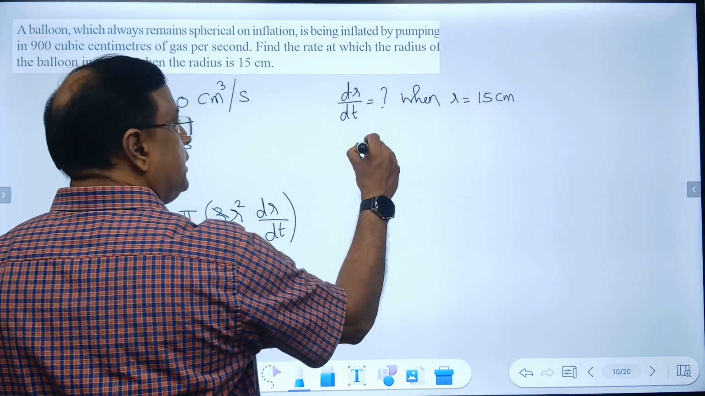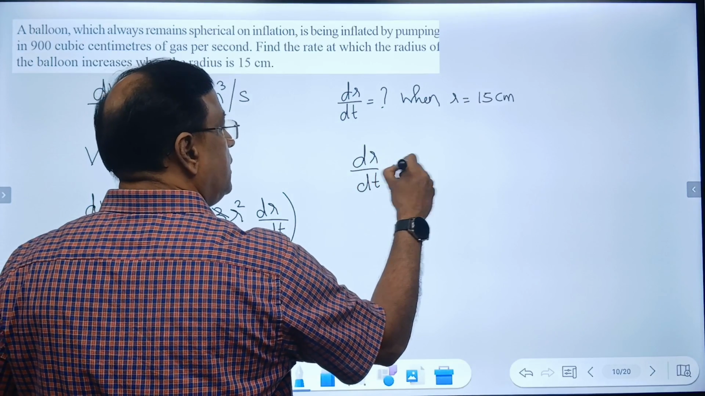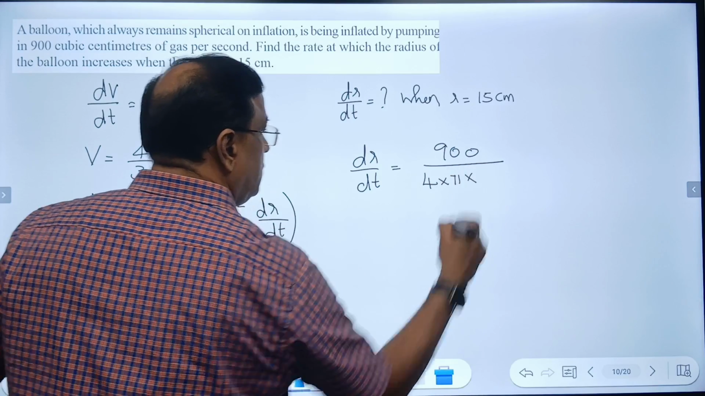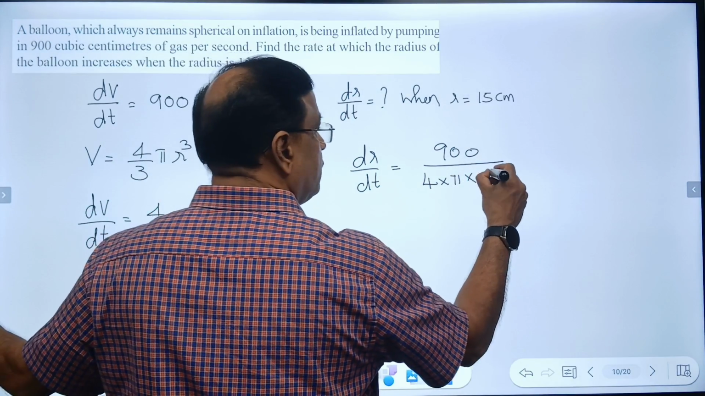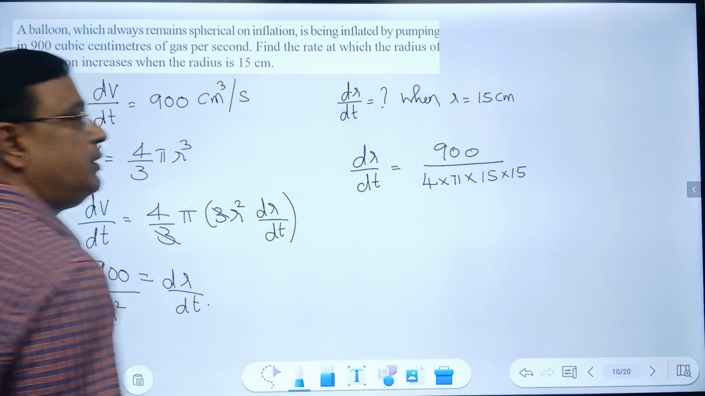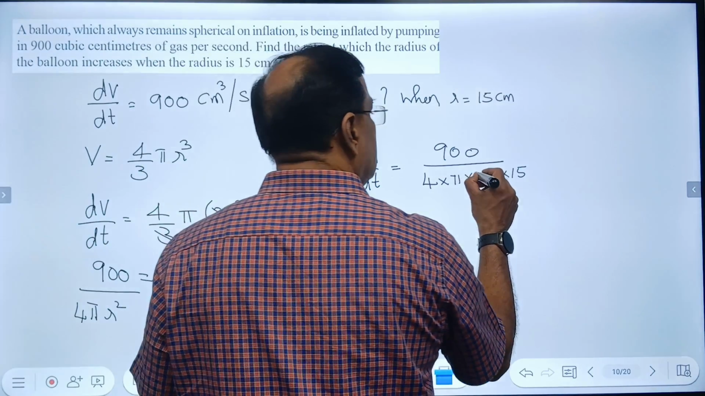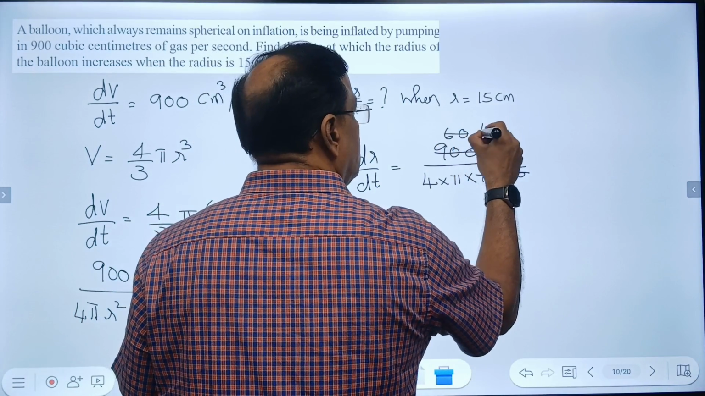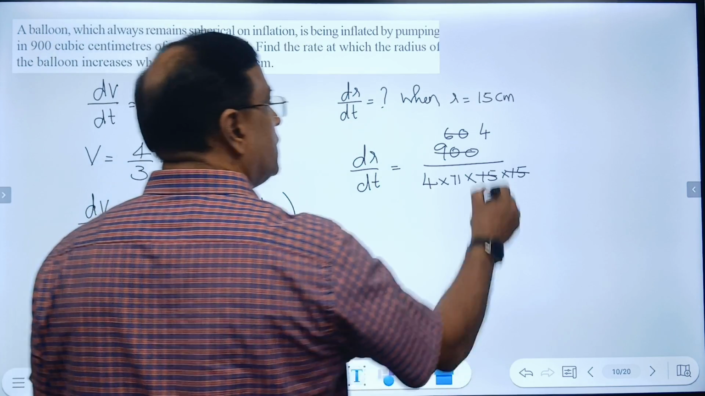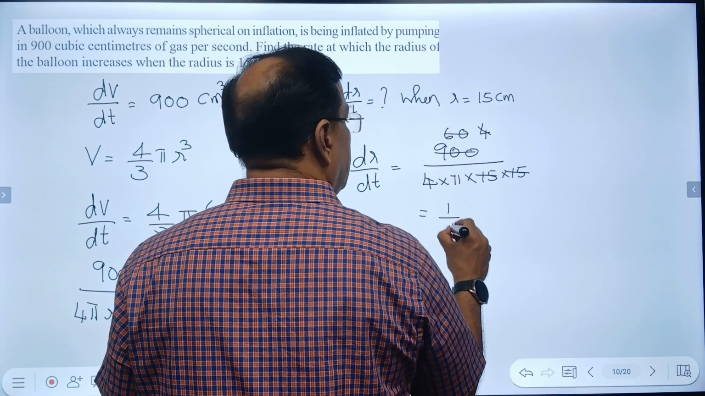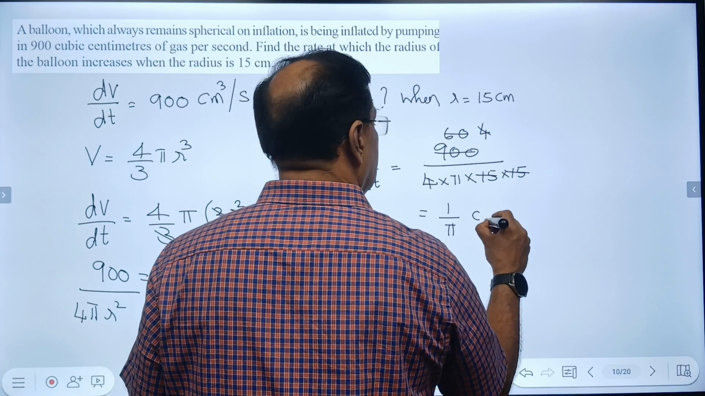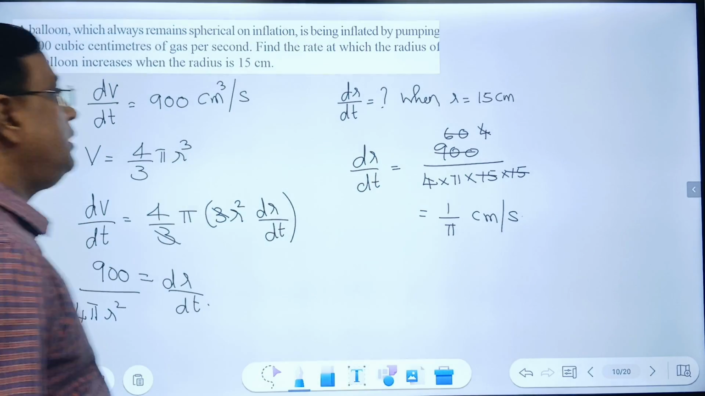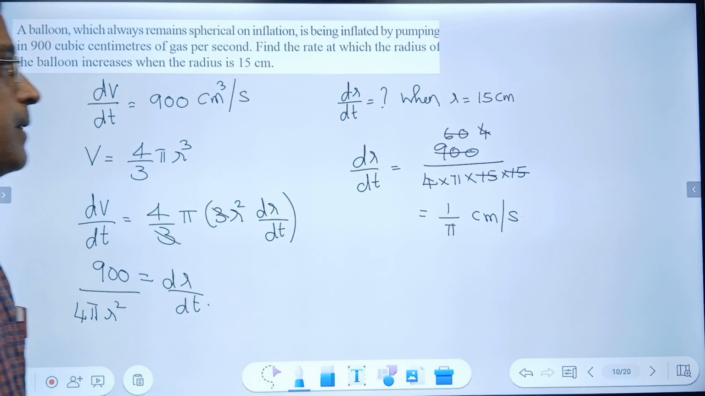Now what is dr by dt? dr by dt will be 900 divided by 4 into pi into r square. r square is 15 into 15. Now here 15 will go 6 times, and here 15 will go 4 times, and again 4 gets cancelled. So you get the answer as 1 by 5 centimeter per second. Okay, very simple calculation.